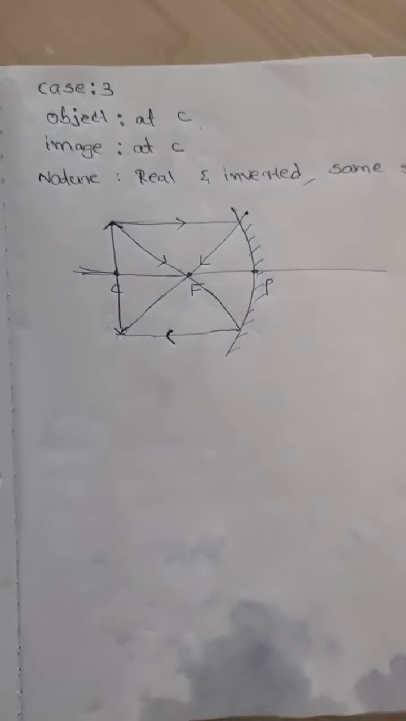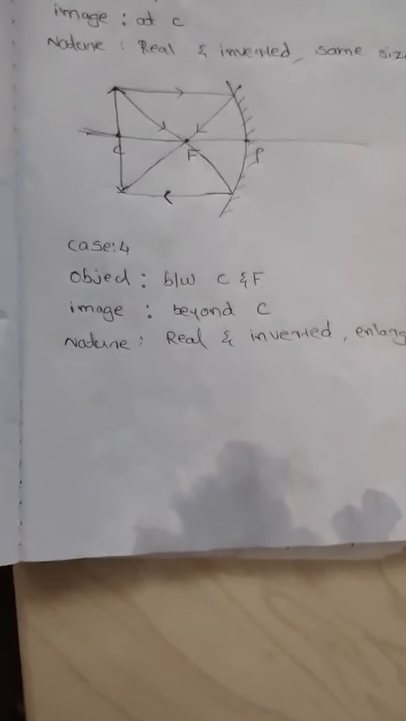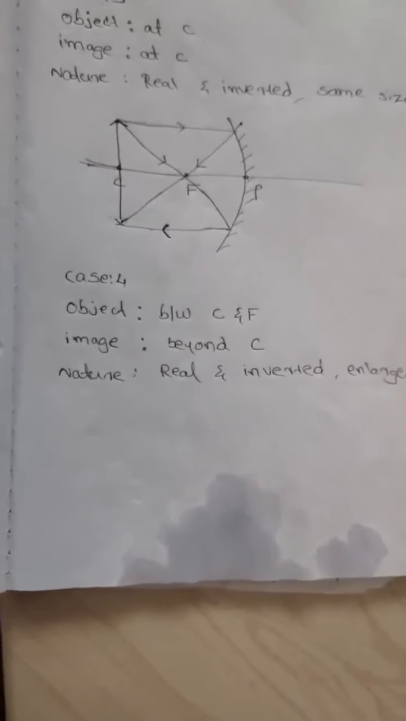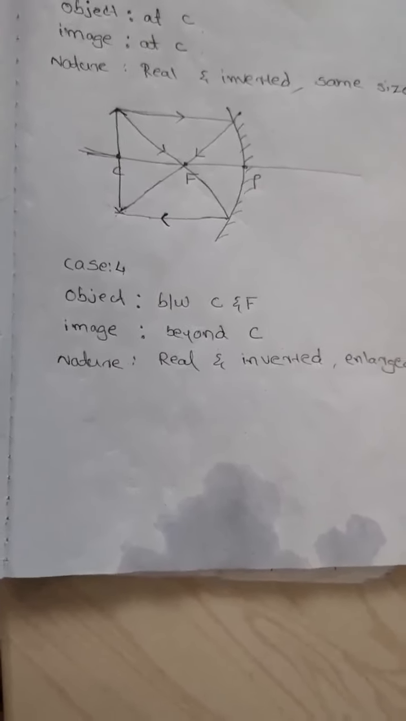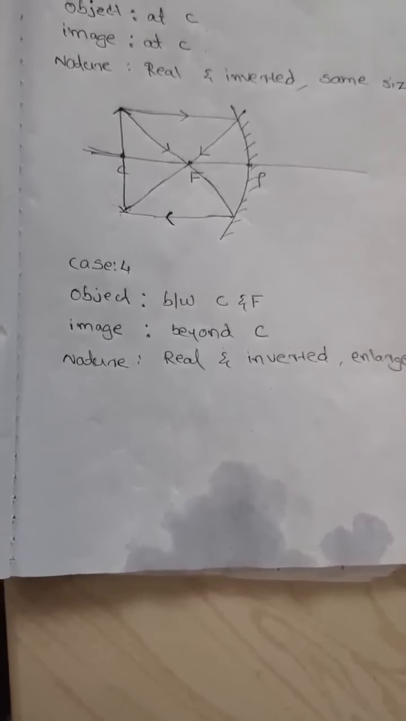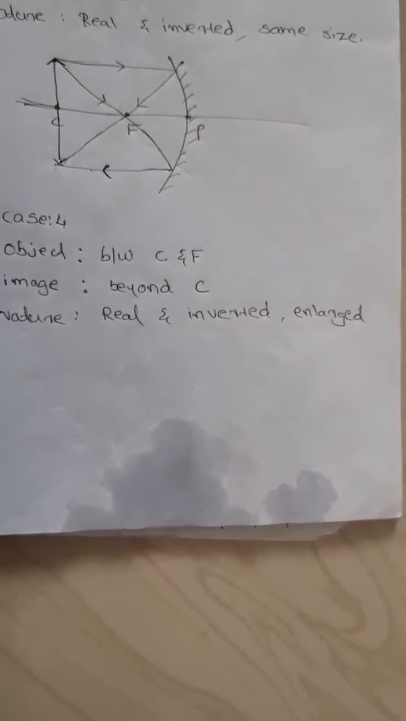Okay, now we are moving to case 4. Students, what is case 4? Case 4, the object is placed between C and F. Image will form beyond C. Nature, real and inverted and enlarged.